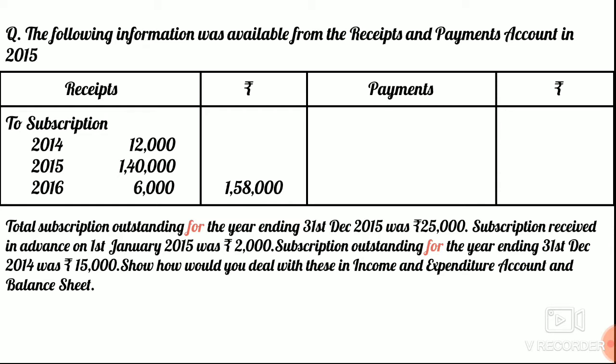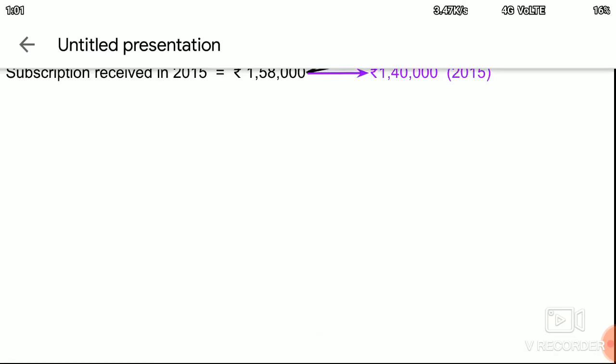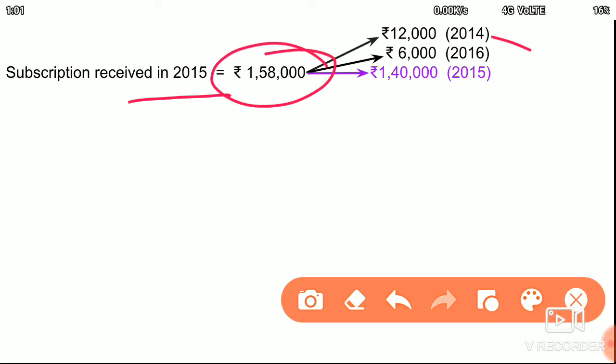Now the same sum, if the word for is used, then the adjustment will be slightly different. So here, the same information is that 1,58,000 was received in cash, out of which 12,000 belongs to the previous year and 6,000 belongs to the next year. So the details can be shown in this way. Subscription received in cash in the current year, that is in 2015, is 1,58,000, out of which 12,000 is for 2014 and 6,000 rupees is for the next year, and 1,40,000 rupees is for the current year.